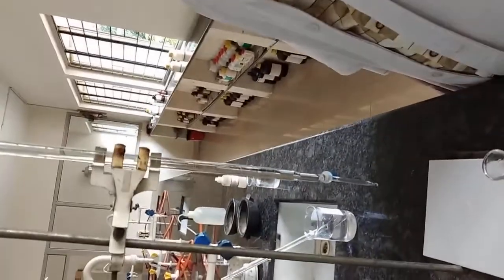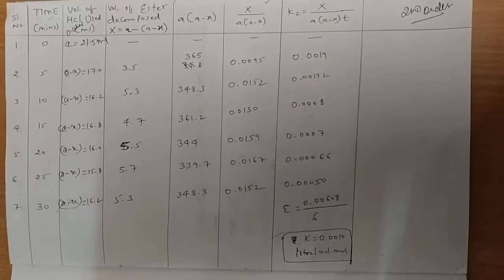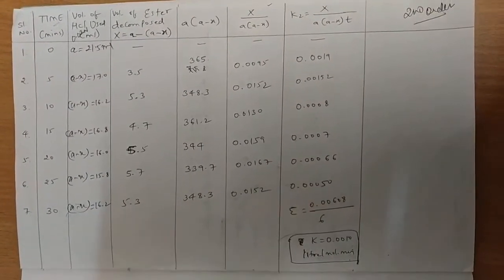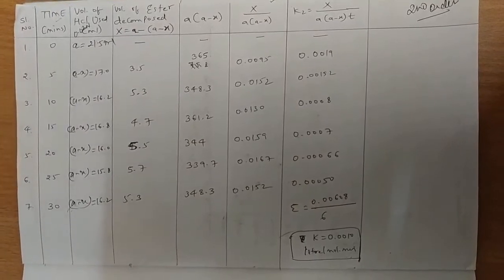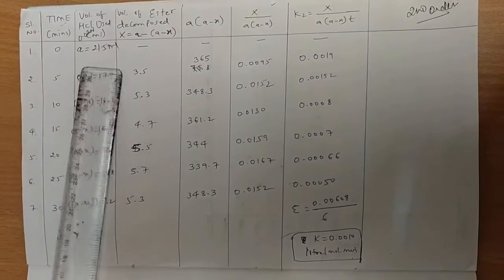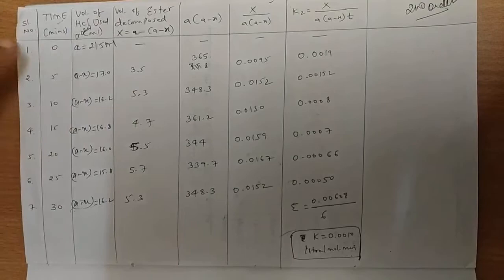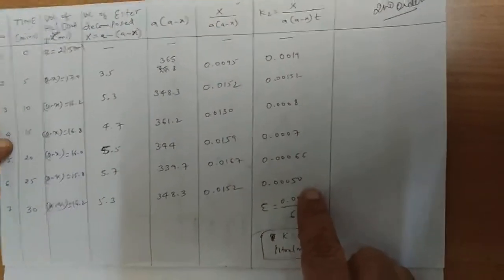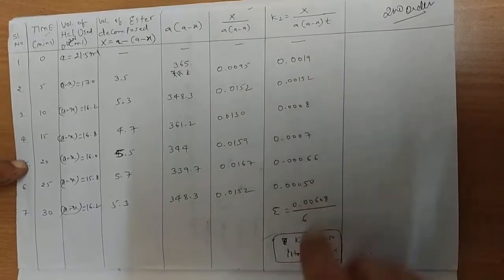Next we have to do the calculations. Once the experiment is over, you will take down this tabular column. For different time intervals, you will write the volume of HCl used, and accordingly you will calculate. For every value, you will get the value of K. Once you get the value of K, you take the sigma.